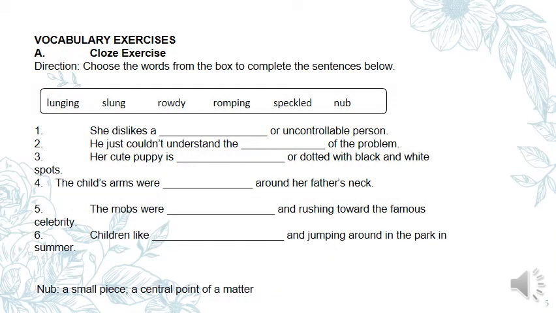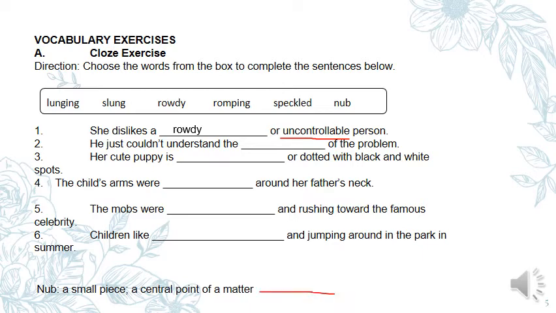Here, let's take this. We have the vocabulary words and questions. The first one: she dislikes a what, or uncontrollable person. So this is the clue word. Another word that means uncontrollable, means cannot control himself. Yes, a rowdy.